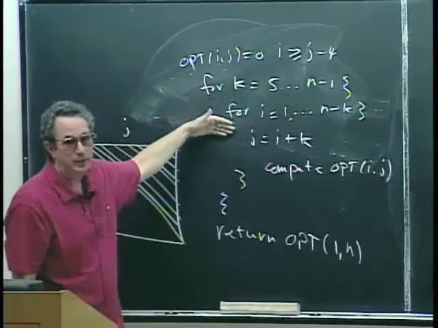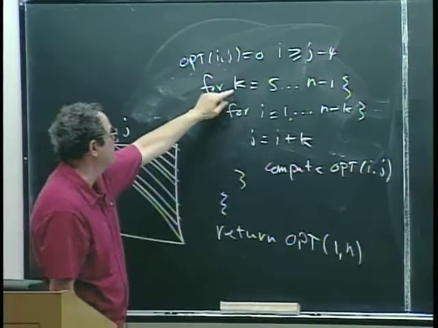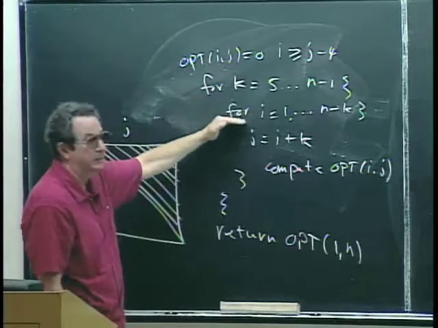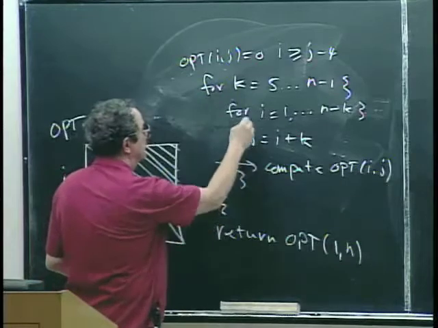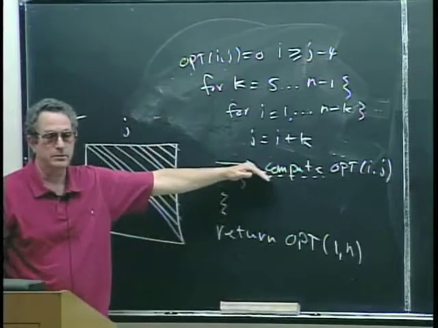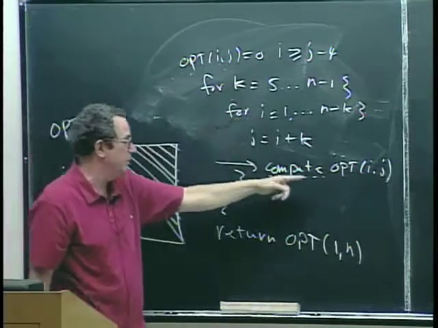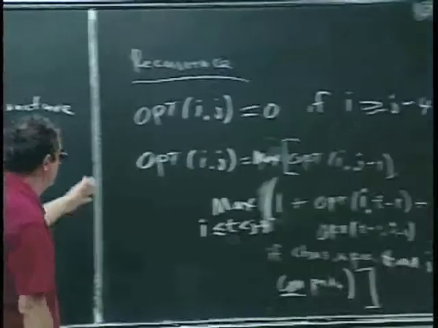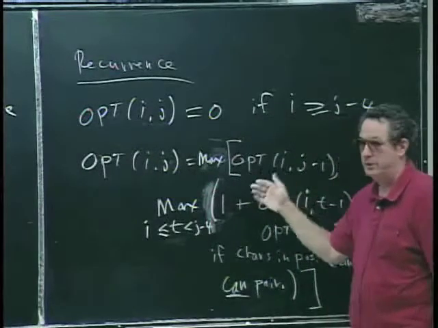Each one goes through at most n times. In fact, they both go less than n times, but you can think of this as going n times, and this is going n times inside of that. So how many times does this compute statement get reached? At most n squared. You've got an n on the outer, n on the inner. And then when you're actually computing opt of ij, you're doing that by using the recurrence here. And how many operations are involved in computing opt ij?